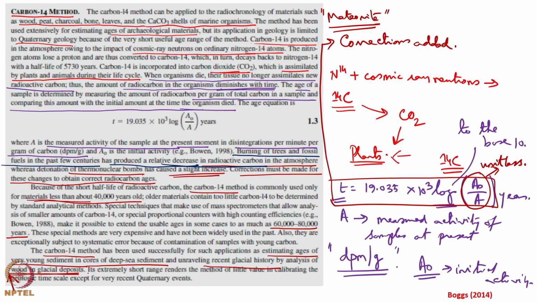Since C14 is of extremely short range, lasting maybe 50,000 to 70,000 years, the method is of little value in calibrating the geological time scale except for the recent quaternary events. Only in recent quaternary events is C14 useful to divide the geological time scale and get the ages, but considering the overall geological time scale of 4.6 billion years till the present, in that context its use is limited.